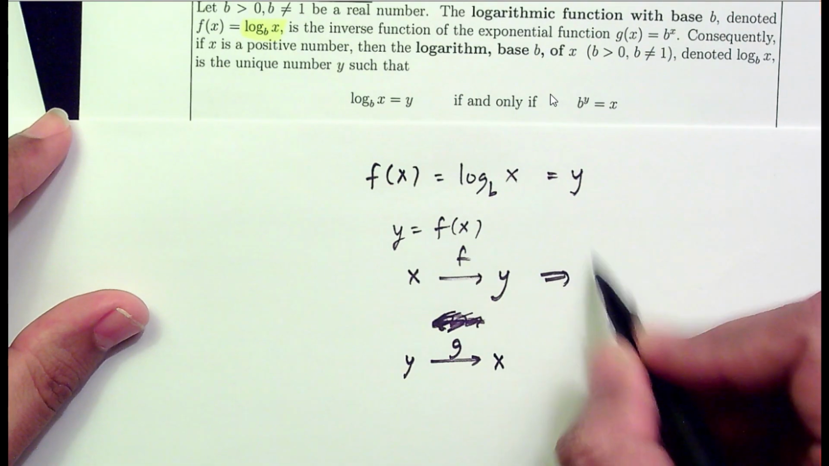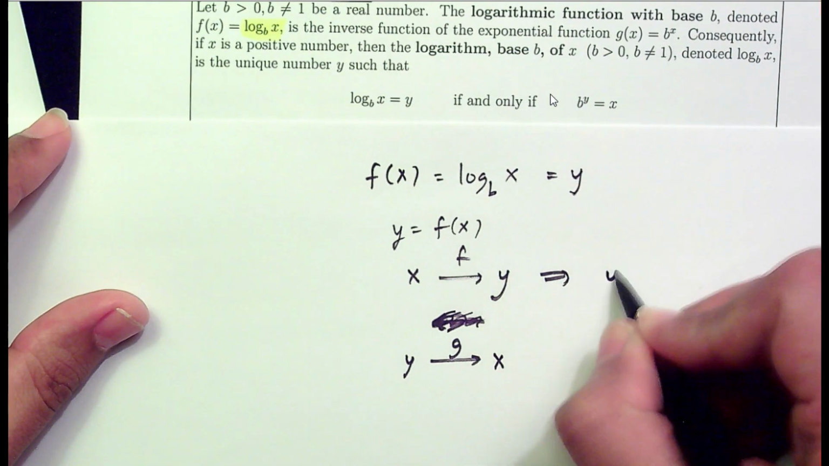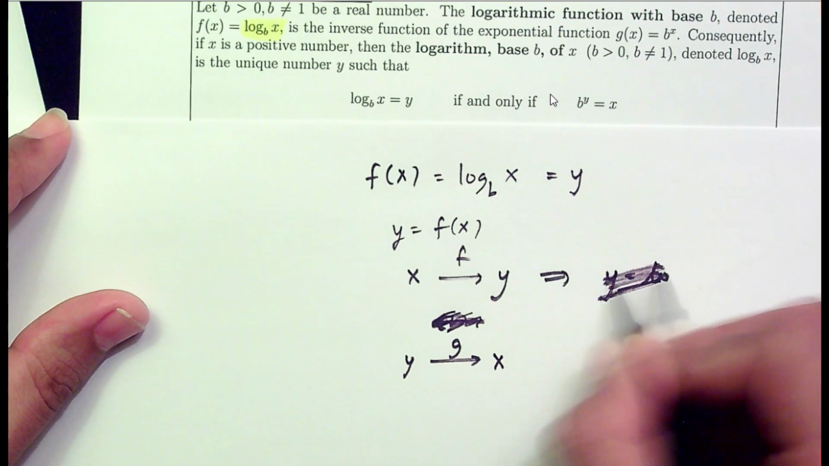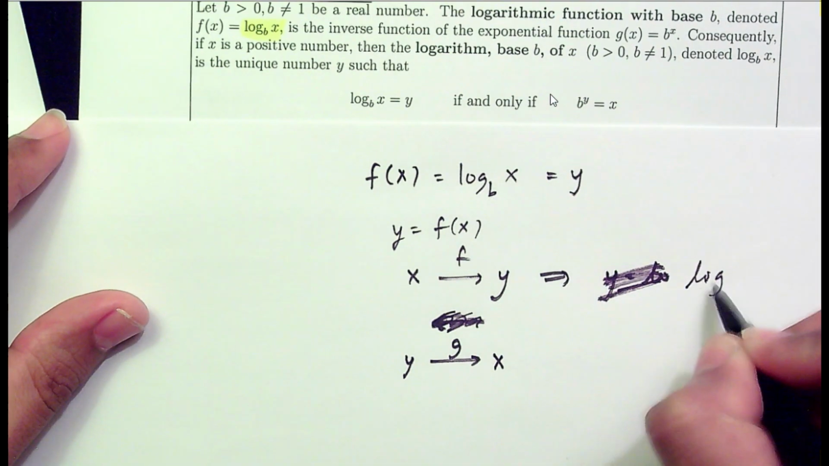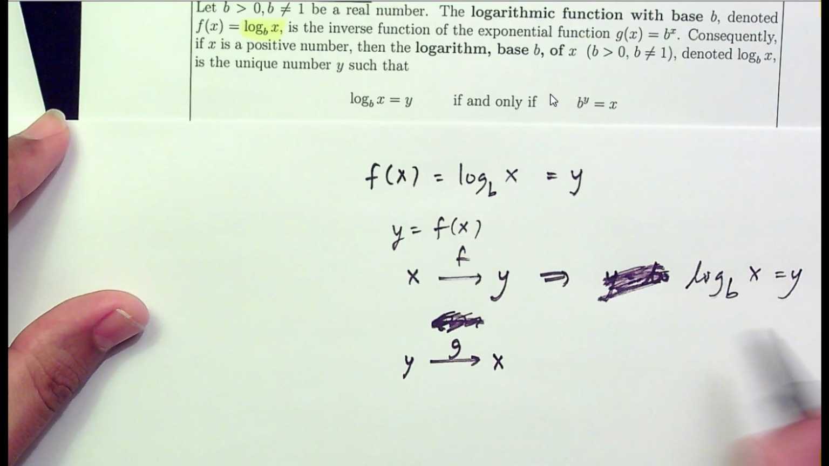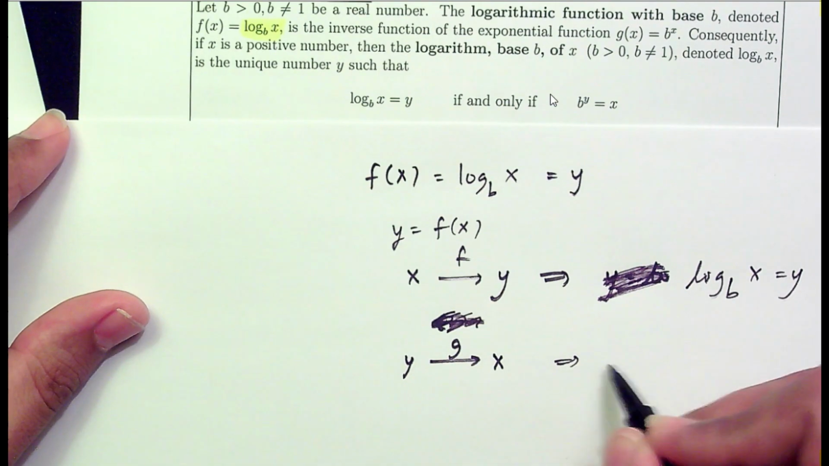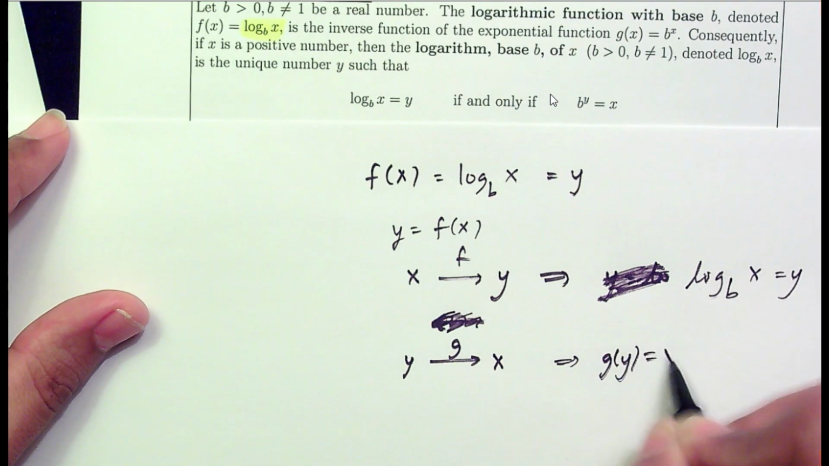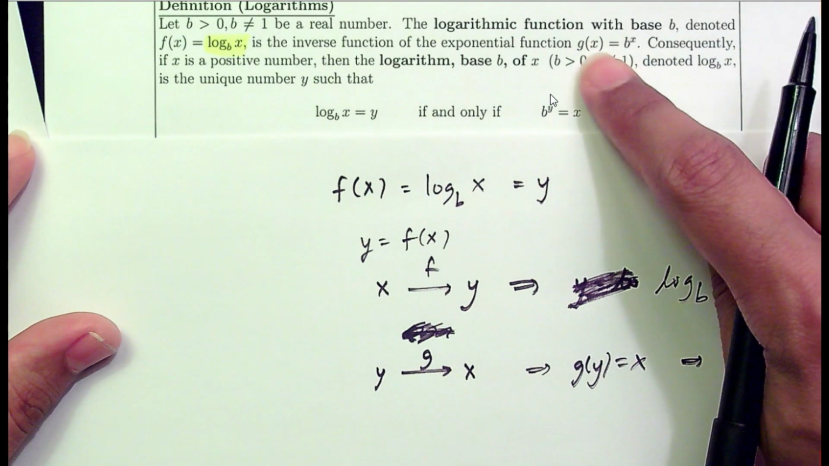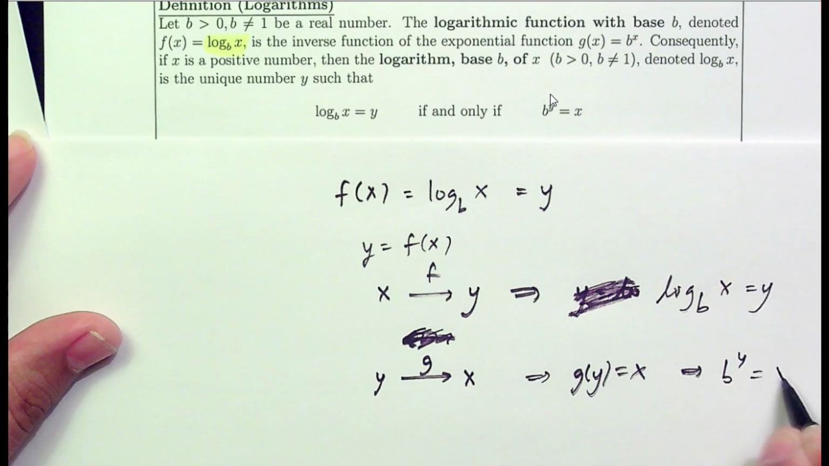So this relationship right here is y equals f of x. So y equals logarithm, let me write it like I have it, logarithm base b of x equals y. And this one right here, I'm applying g, so that means g of y equals x. And the formula for g is here. So when you plug in y in g, you get x. So that means b to the y equals x.